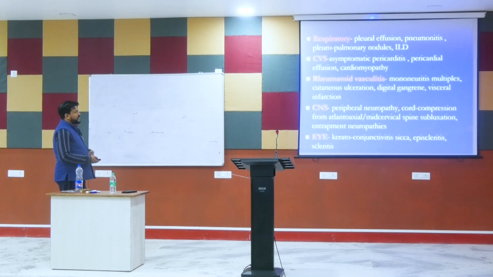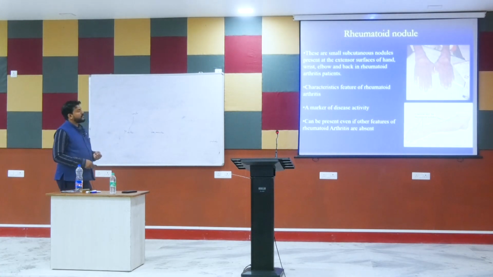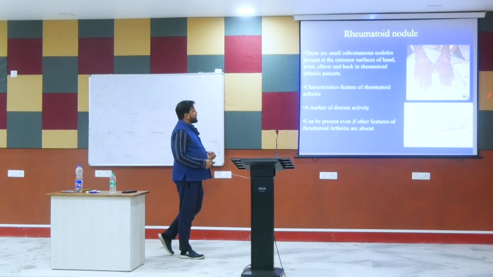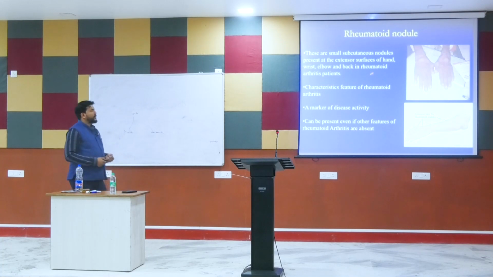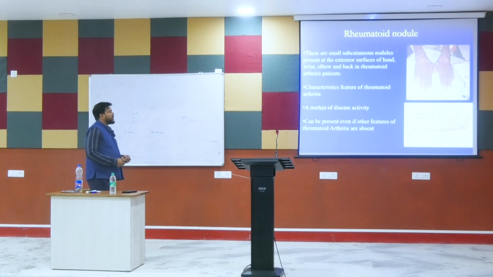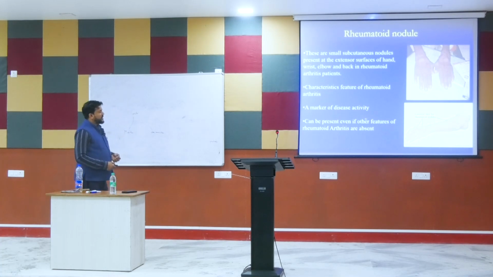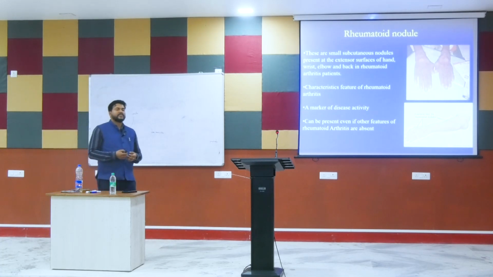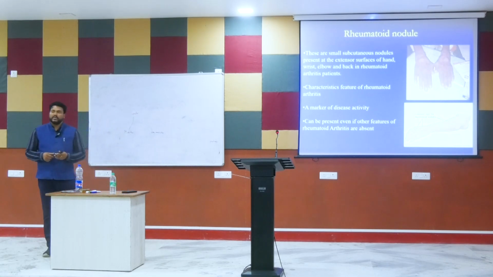In the eye: keratoconjunctivitis sicca, episcleritis or scleritis. This is a subcutaneous nodule, the rheumatoid nodule, present at the extensor surface of the hand, wrist, elbow and back. It is a marker of disease activity. It can be present even if other features of rheumatoid arthritis are absent. There is no joint inflammation or joint pain, but there might be this rheumatoid nodule.